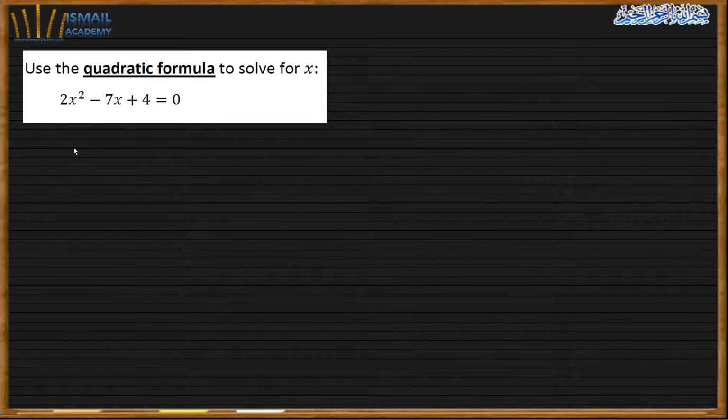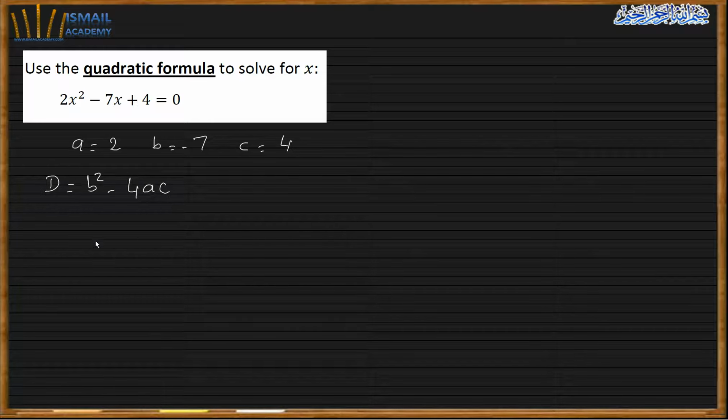Alright, the first question here, they asked me to use the quadratic formula to solve for x. So first thing, let me get my values. I have a is 2, my b is 7, and c is 4. To use the quadratic formula, first thing I find my discriminant, which is b squared minus 4ac. So I will substitute the values here.